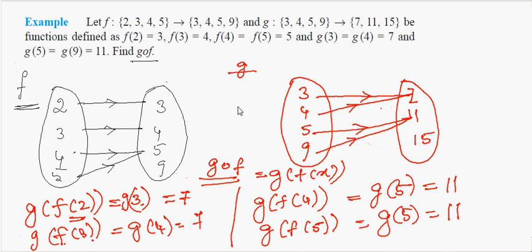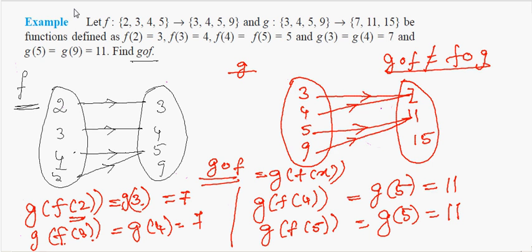So this is how you find out the composition of function. I hope you're clear. And one more thing you need to remember, you cannot just simply write g of f is equal to f of g. No, this will not be equal. Okay, so let's take an example.